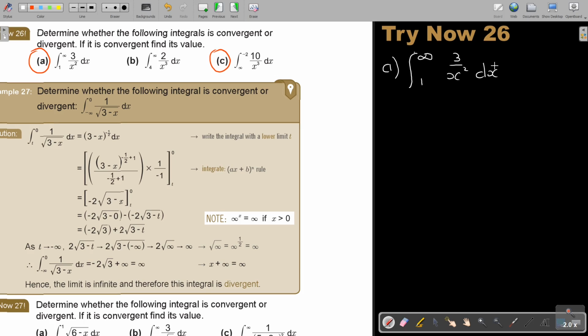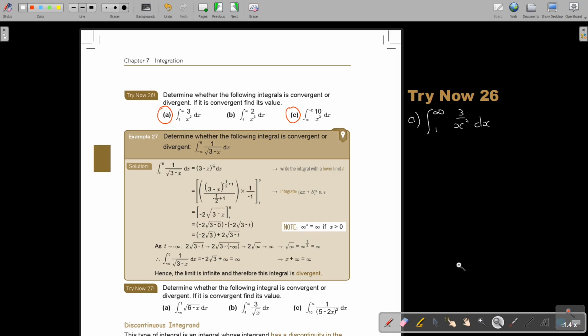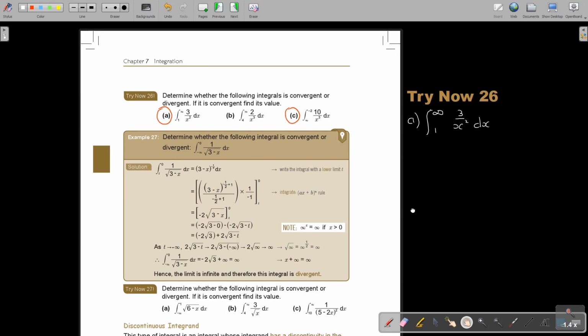And read the question. Determine whether the following integral is convergent or divergent. Okay, then you must think infinities, and you see the infinity. If it's convergent, find its value, because then there will be a value. Okay, I think you already wrote it down, so I'm going to make it a bit smaller to give myself space.